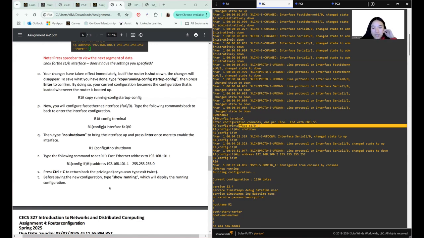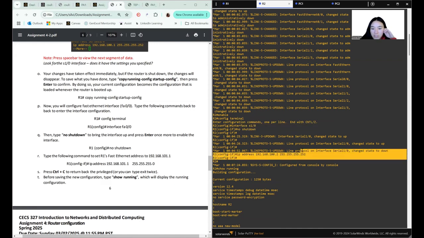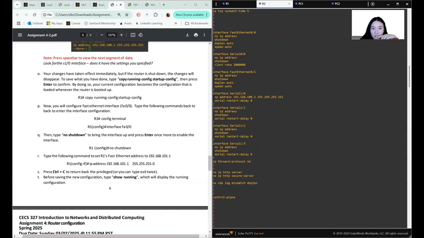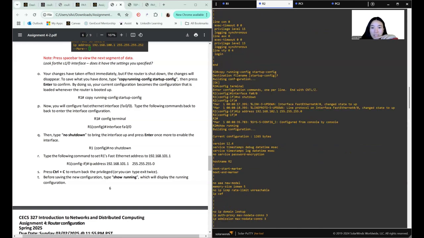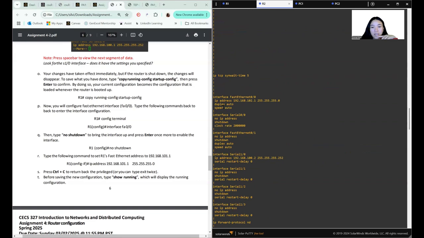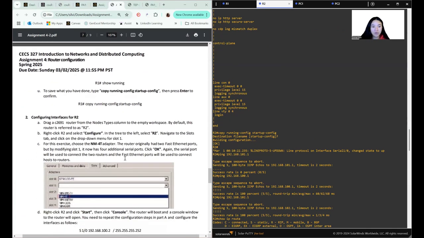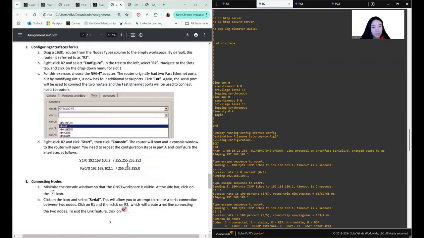And then I accessed the interface S1/0, no shutdown. Then I entered the IP address right here, and then did the show running just to make sure that it was set for the specific interface. Once again, I saved it and then entered the second interface, which was for the fast Ethernet one. I entered the IP address and then did show running just to make sure that it was the right IP address for that interface. That was basically the configuration of the interfaces for router 1 and router 2.